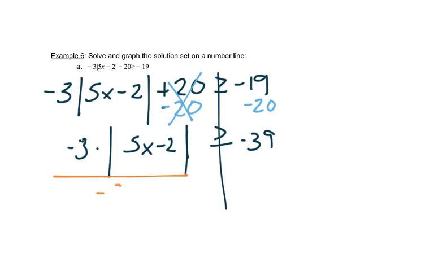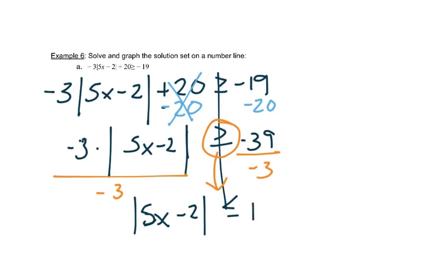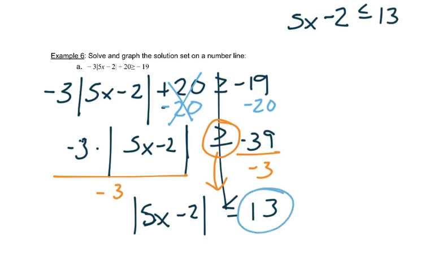And then we need to divide by negative 3. And remember, when we're dividing by a negative number, that changes that symbol. So we get absolute value of 5x minus 2 is less than or equal to 13. Now that the absolute value is by itself, we need to write out two smaller equations. So we'll have 5x minus 2 is less than or equal to 13. When we write out the other one, remember we changed this sign, but when we have inequalities, we also have to change this sign. We have to change two things when we write out our other problem. So our second problem will be 5x minus 2 is greater than or equal to negative 13.